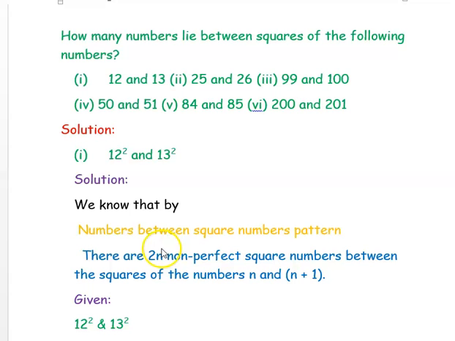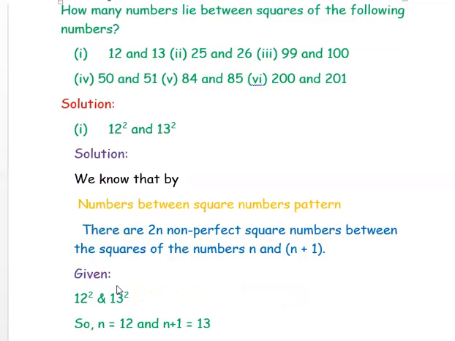So solution, we know that by numbers between square numbers pattern, there are 2n non-perfect square numbers between the squares of the numbers n and n plus 1. That is, if they are given the numbers n and n plus 1, that is two consecutive numbers. If these two consecutive numbers are square numbers, then there will be 2n non-perfect square numbers in between two perfect square numbers. So now let's see the first question.